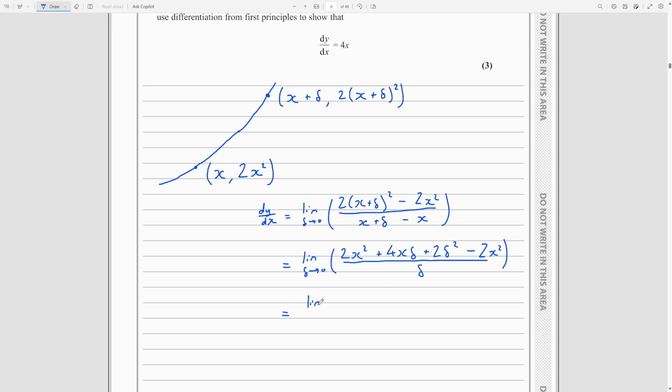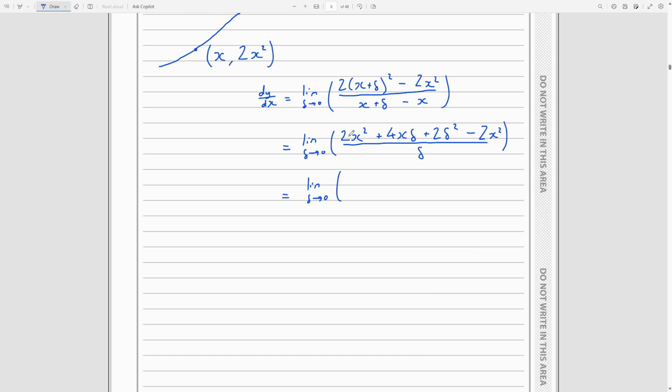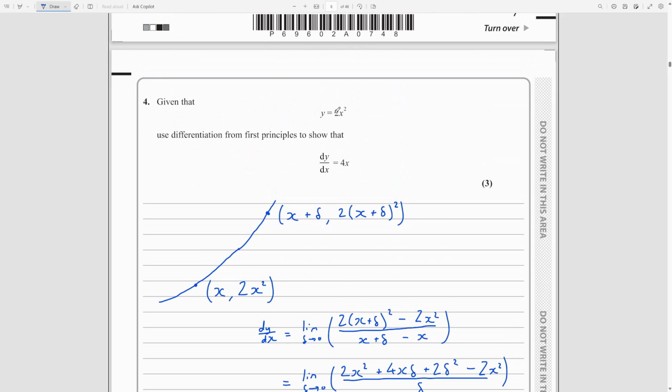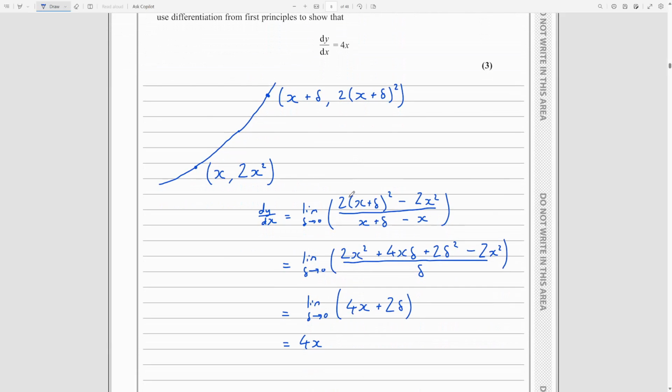So we have the limit as delta tends to 0. Well, we can really simplify this now because the 2x squared minus the 2x squared cancel, and I can divide top and bottom by delta. So it's gone from the bottom, and on the top it's 4x plus 2 delta. Now that I don't have a delta in the denominator, I can evaluate what the limit is as delta goes to 0. When delta goes to 0, that is just 4x. And there we go. We've shown from first principles that the derivative of 2x squared is 4x.